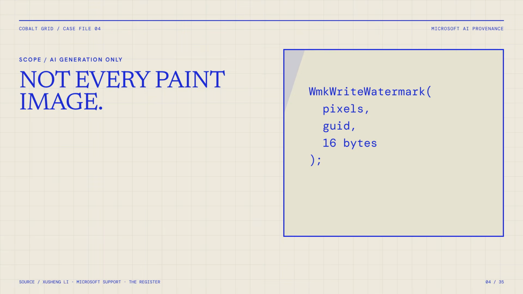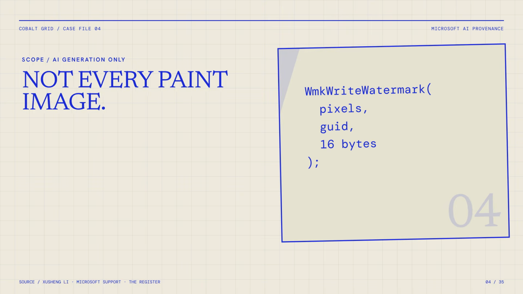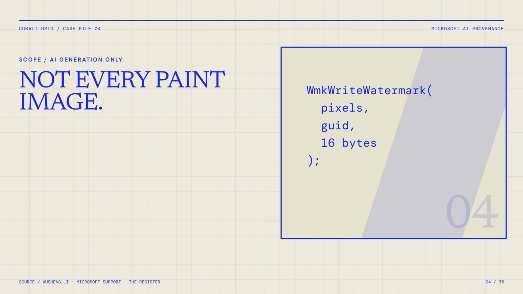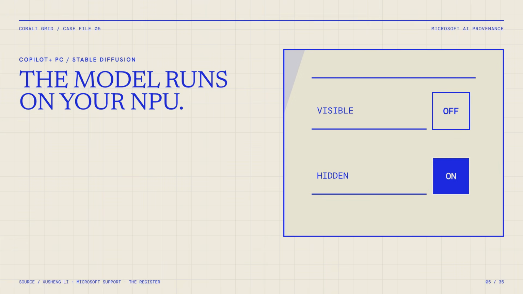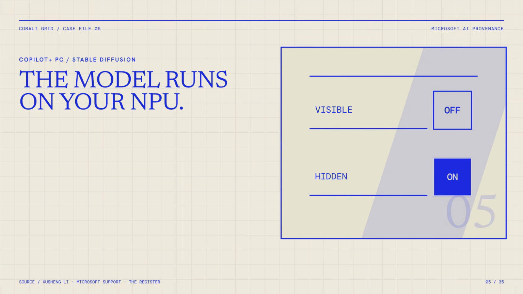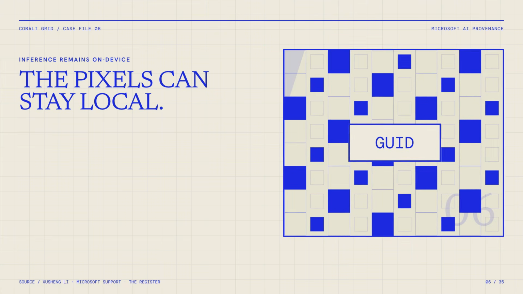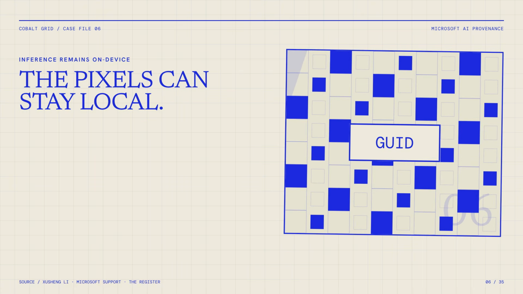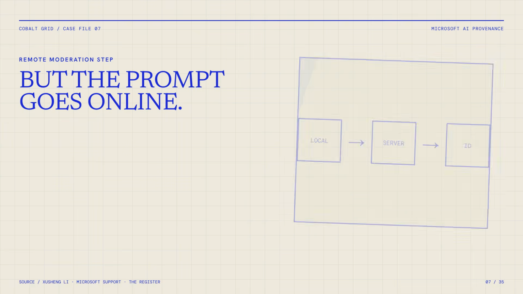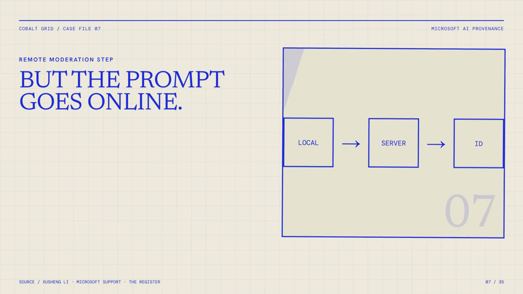First, an important limit. This is not about every picture opened or drawn in Paint. It concerns images produced by its AI generation features. On supported Copilot Plus computers, those features can run a stable diffusion model on the machine's neural processing unit. So the expensive image synthesis can happen locally. Your computer performs the inference instead of uploading every pixel to a cloud generator. But local inference is only one part of the pipeline.